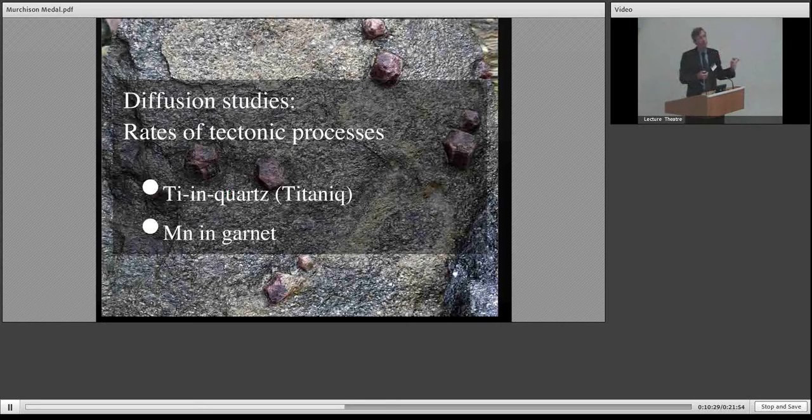So what we're doing now is we're moving away from simply getting the pressure-temperature path and starting to look at the rates at which these tectonic processes take place. And what we're working on most recently are some diffusion studies. Diffusion, as you know, is thermally activated. It's a time-dependent phenomenon. And we found that we could look at the diffusion of both titanium in quartz using this titanium thermometer, and also manganese in garnet, one of our old favorites, and we were able to get some additional information about the rates of tectonic processes in this area. I'll show you first some results from the titanium in quartz, which I think are quite exciting.